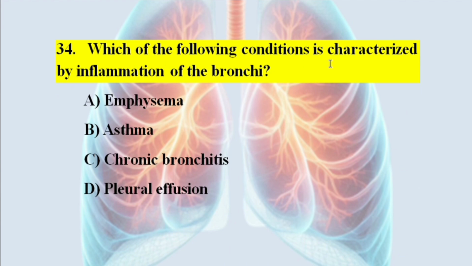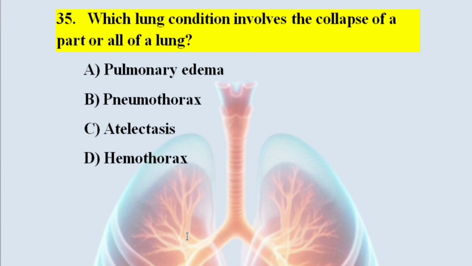Which of the following conditions is characterized by inflammation of the bronchi? Alpha is emphysema, beta, asthma, Charlie, chronic bronchitis, delta, pleural effusion. So here the right answer is Charlie, chronic bronchitis. Itis stands for inflammation.